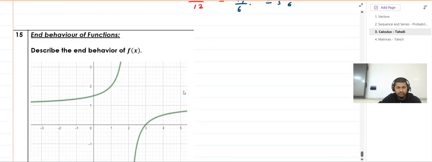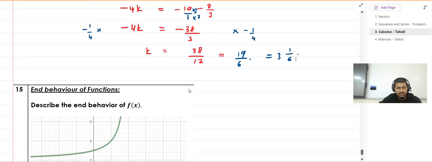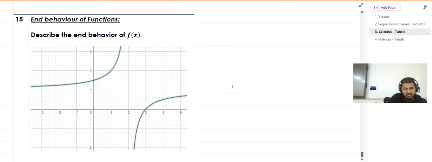Alright, let's move on to question 15. End behavior. Okay, this is nice. What's the end behavior of the function f of x? Right, so end behavior means you got a value 0. End behavior is positive infinity and negative infinity.